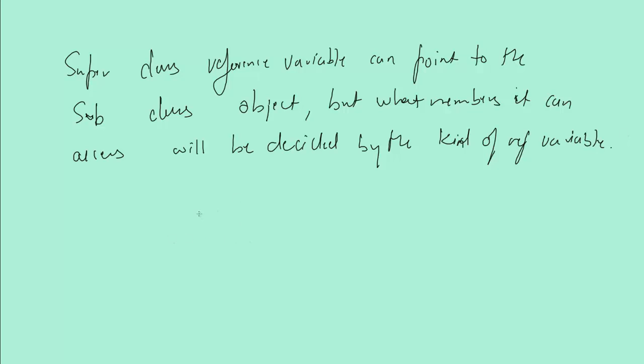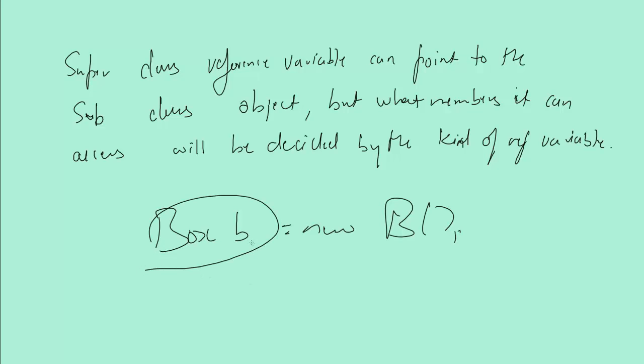Instead of that, I can also go ahead and write the statement box B is equal to new B. This can also be written. So what happens? This is a superclass according to the previous program. This is a subclass. Vice versa is not possible, but I can definitely create an object of subclass and refer to it by the superclass variable. Okay, let us see the execution of this particular program.